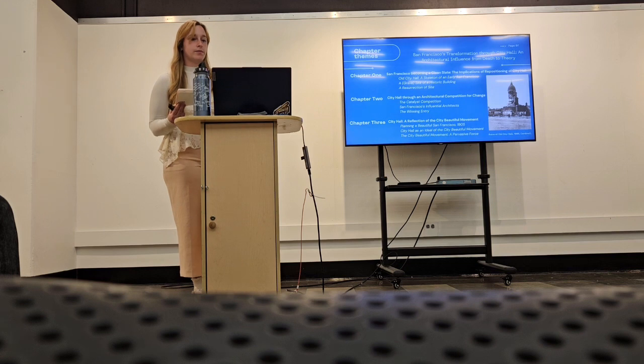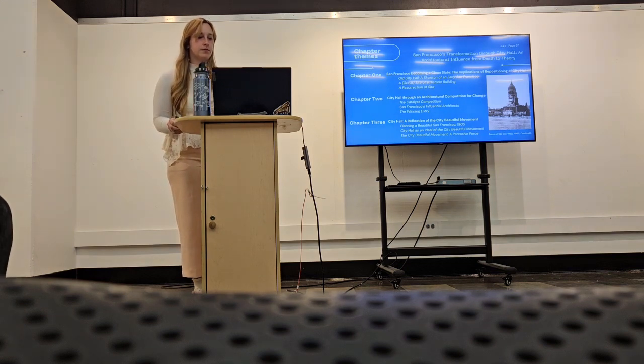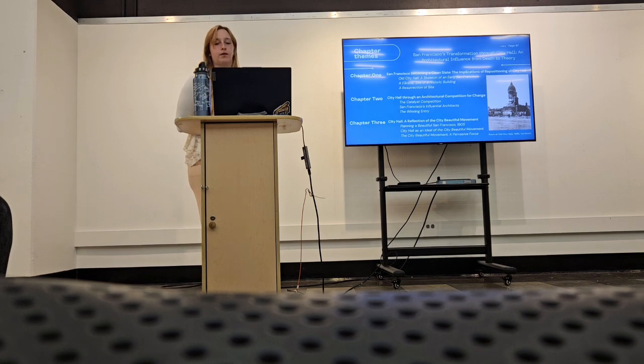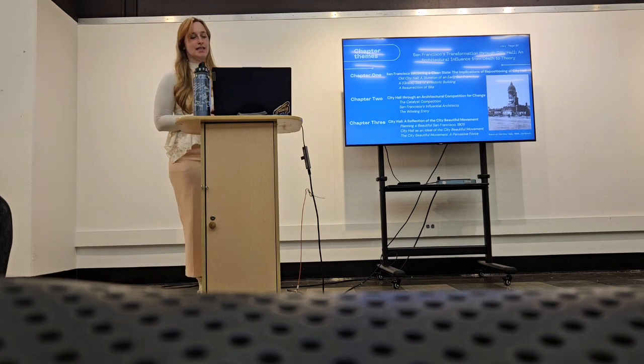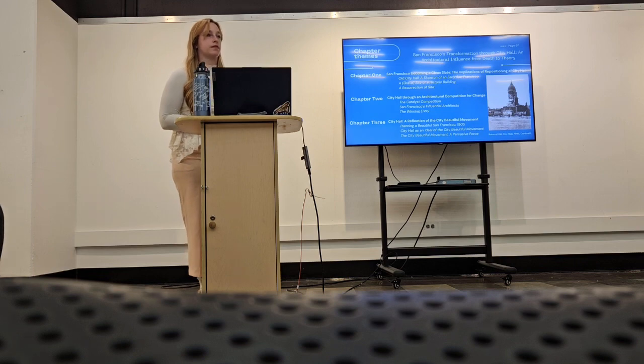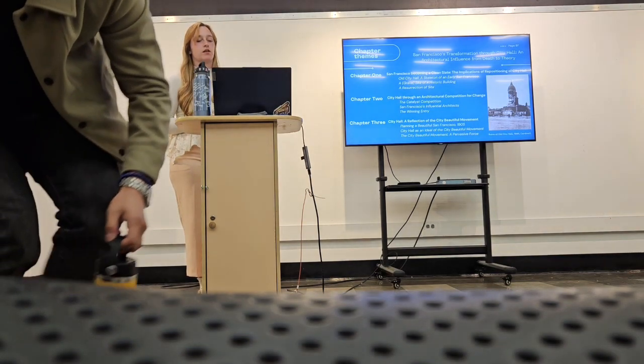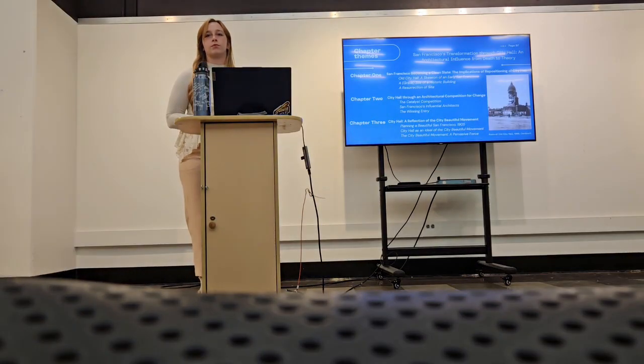So to move into my chapter themes, it stems from chapter 1 being about the repositioning of City Hall after 1906, and really San Francisco becoming a clean slate as a result of that earthquake. And then chapter 2 goes into more of the building itself, looking at City Hall through the architectural competition and what change that brought to the city. And then lastly, it takes a more broad view, looking at City Hall as a reflection of the City Beautiful movement.